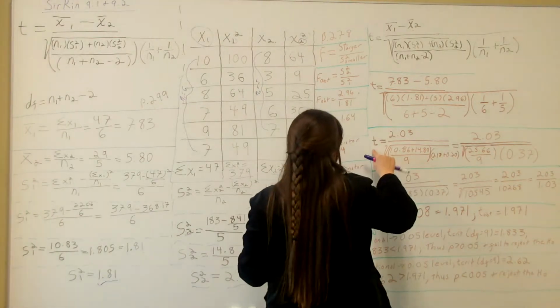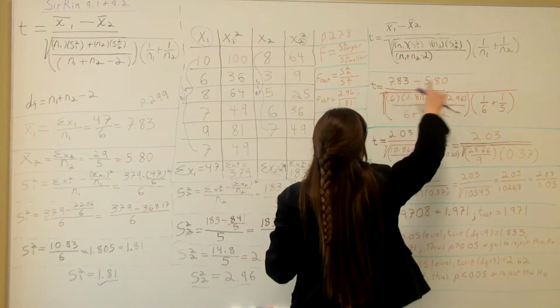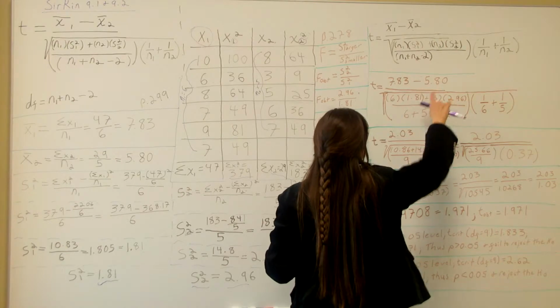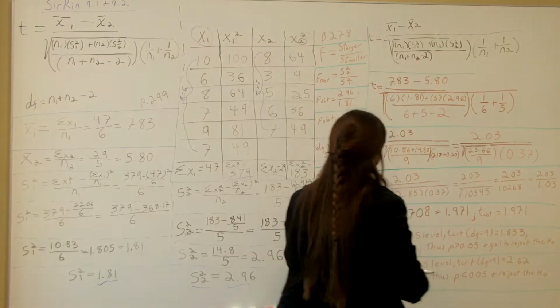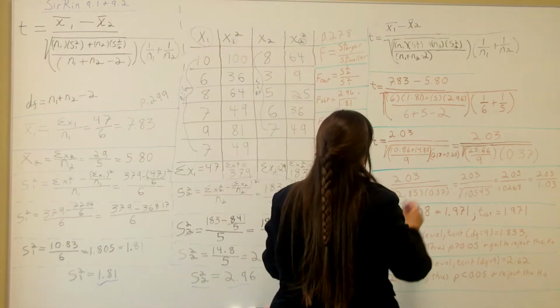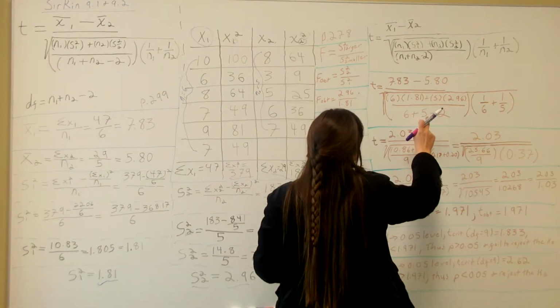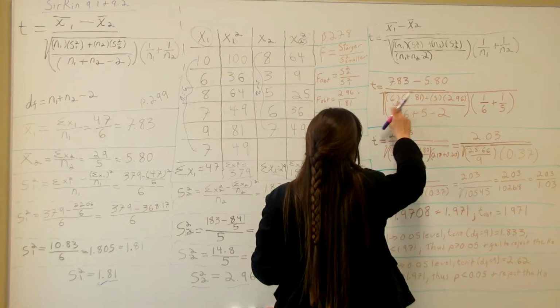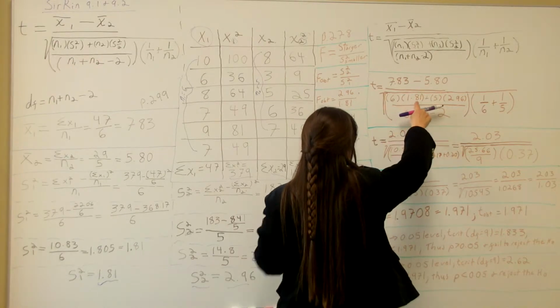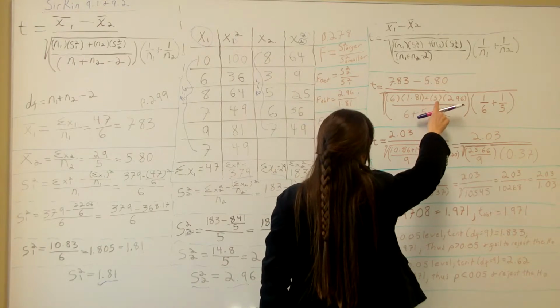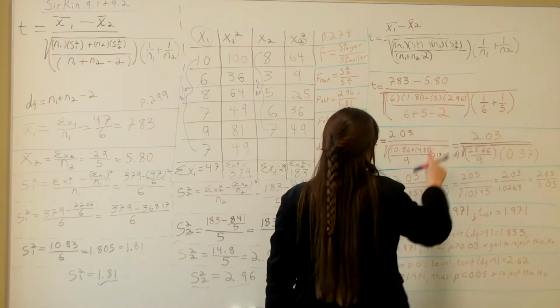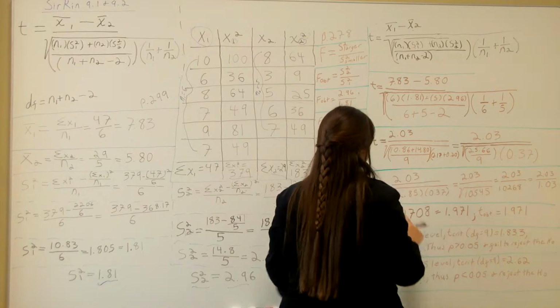And then you go to this. T equals, okay, first you subtract 7.83 minus 5.80, which is 2.03. And then you go to the bottom part of this. What's 6 times 1.81? That equals 10.86. And then you're adding that to 5 times 2.96, which is 14.80.